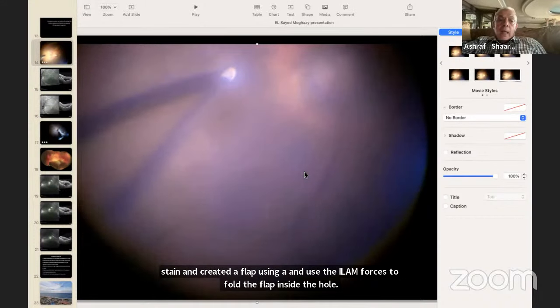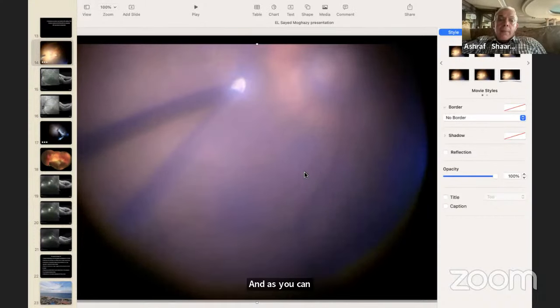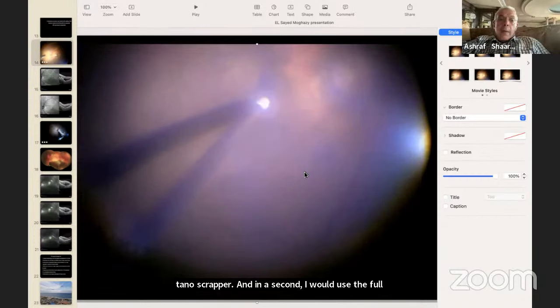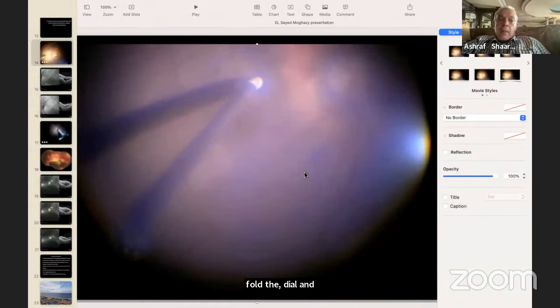And as you can see, now the flap is created using the Tano scraper. And in a second, I will use the forceps to fold the ILM flap inside the hole.